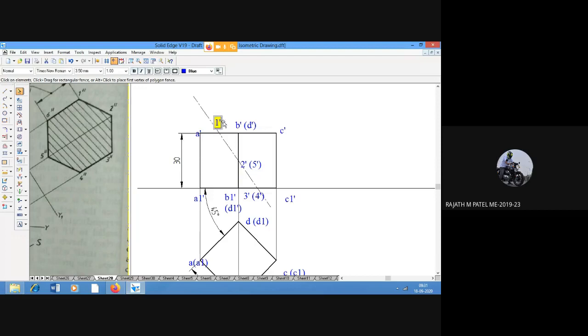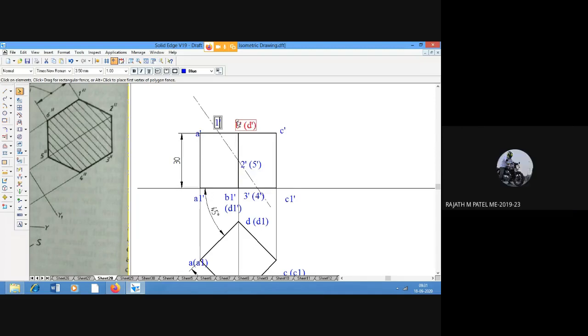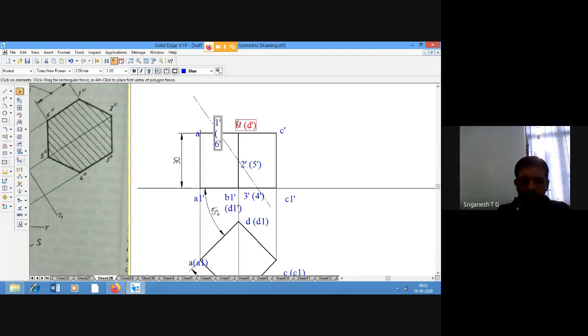Sir, the cutting plane is 60 degrees, no, sir? No, that we should see. We don't know. Oh, we should find out. Yeah, then how do you draw, sir? Again, if you can tell. Yeah, I'll tell you.